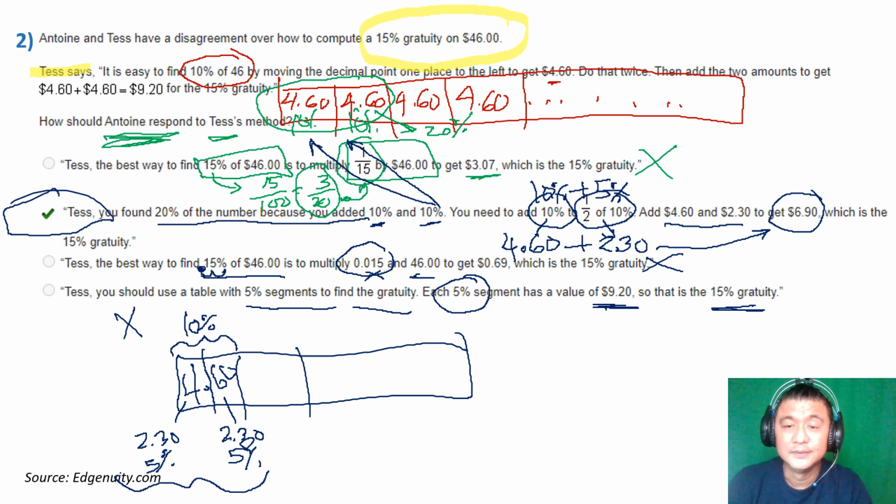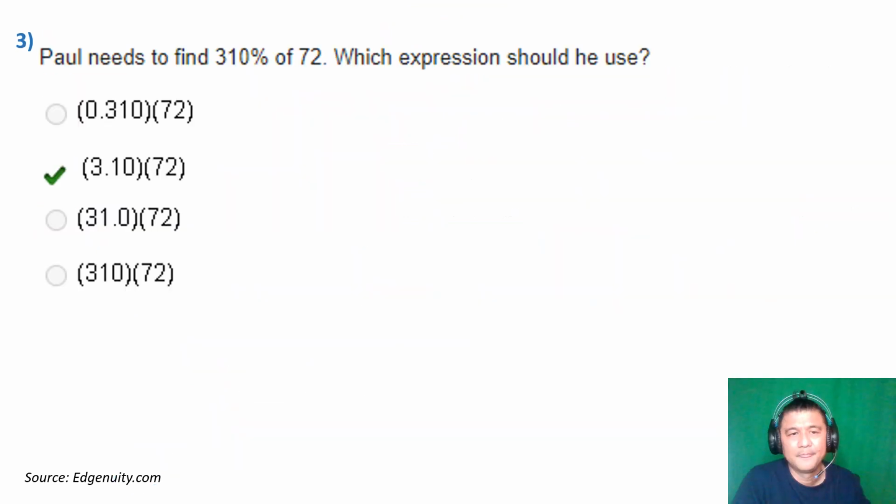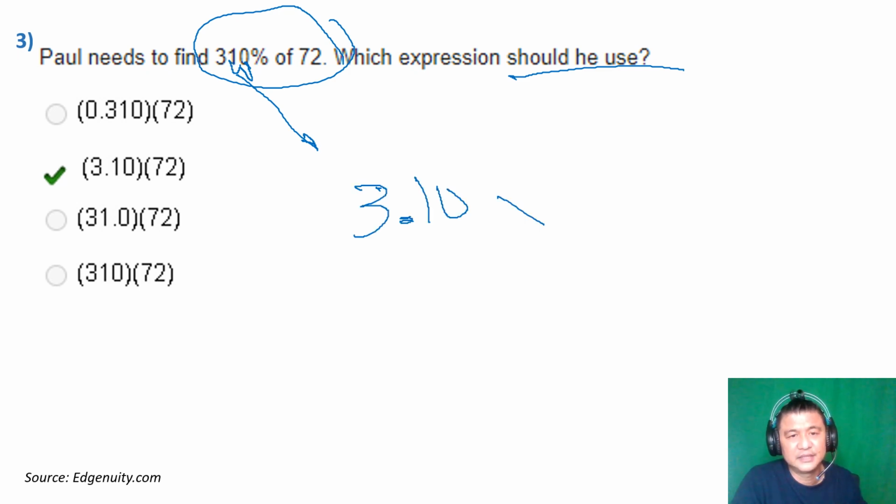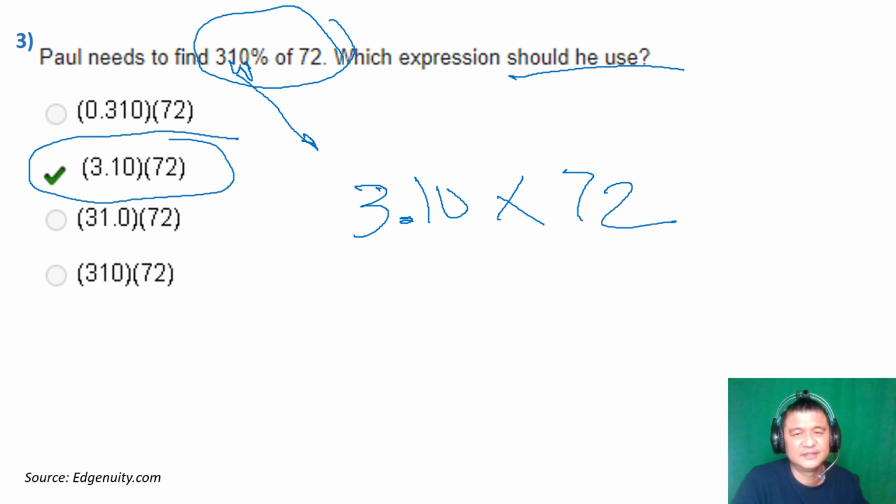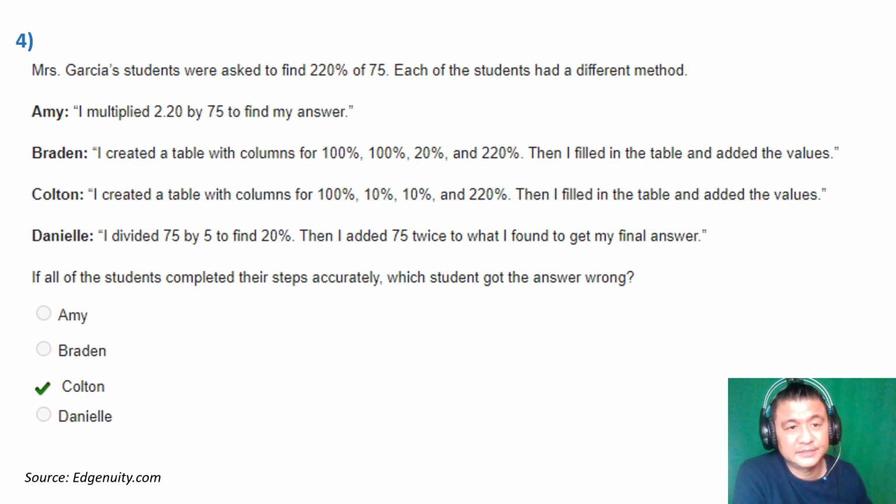Now, let's move on to the next problem. Paul needs to find 310% of 72. Which expression should he use? Notice that this is bigger than 100%, so you're expecting a bigger answer, right? Percent to decimals: is that to the left or to the right? It's to the left. So that becomes 3.10 times 72. And where is that? Over there.